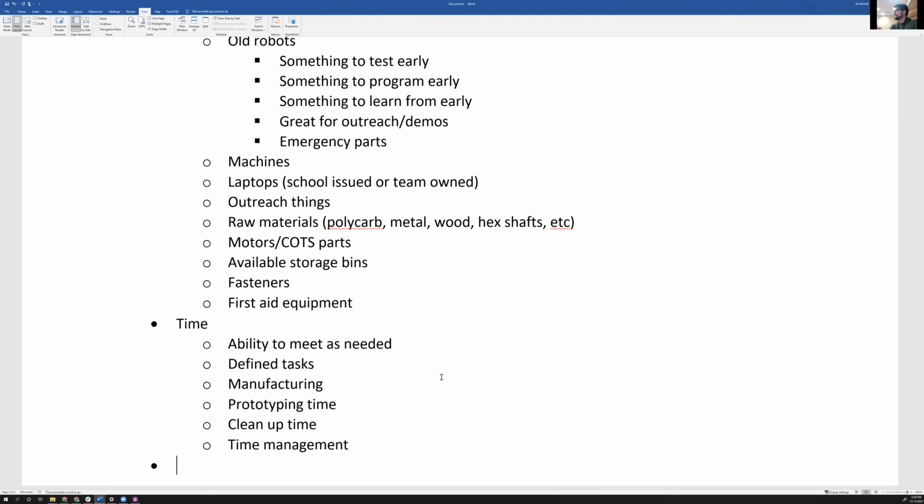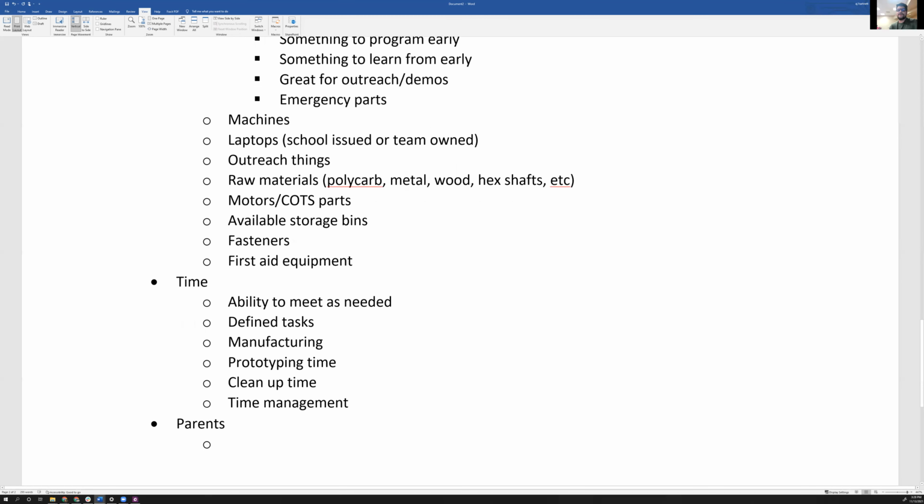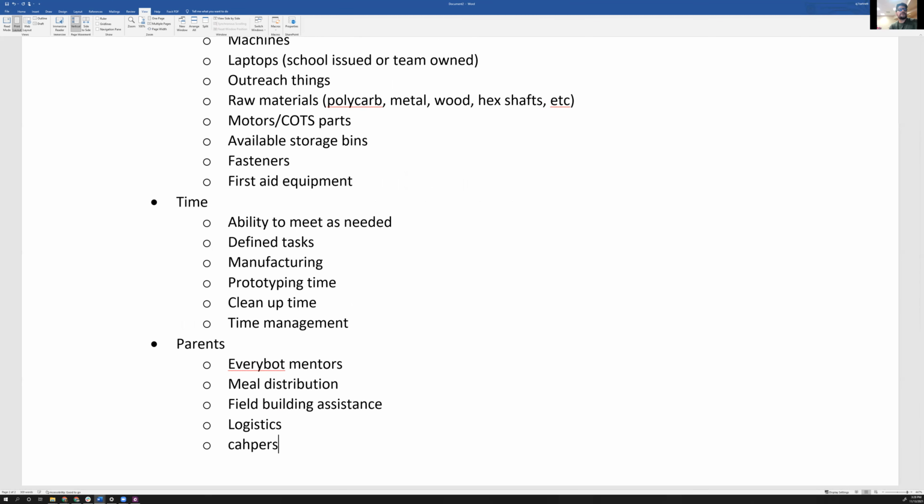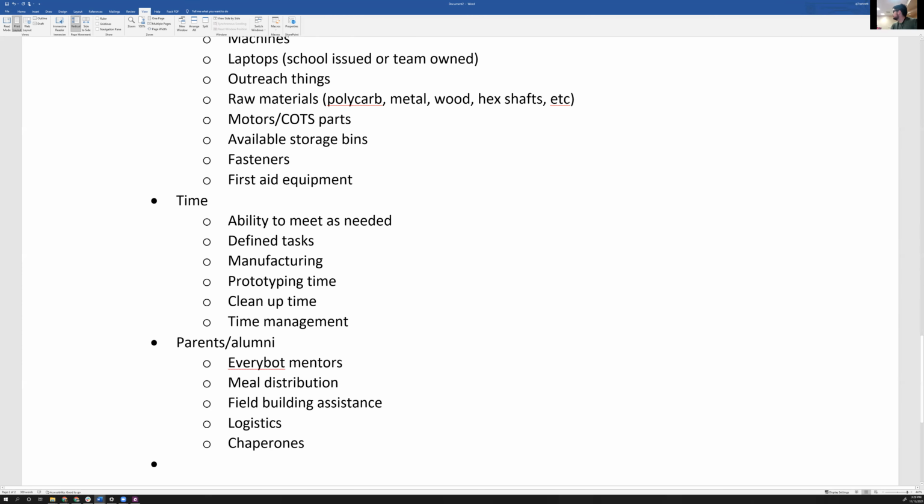Hopefully that's not a resource we need to utilize. So I'm going to add parents: every bot, mentors, meal distribution, field building assistants, logistics, chaperones. Peter? Yeah, absolutely. I'll just say slash alumni. Okay. Brian?